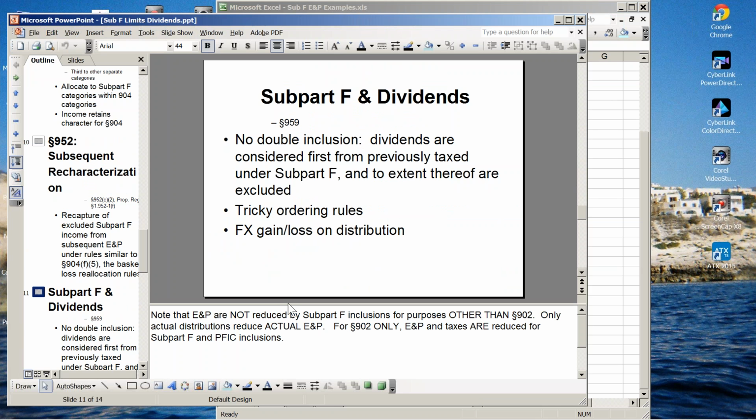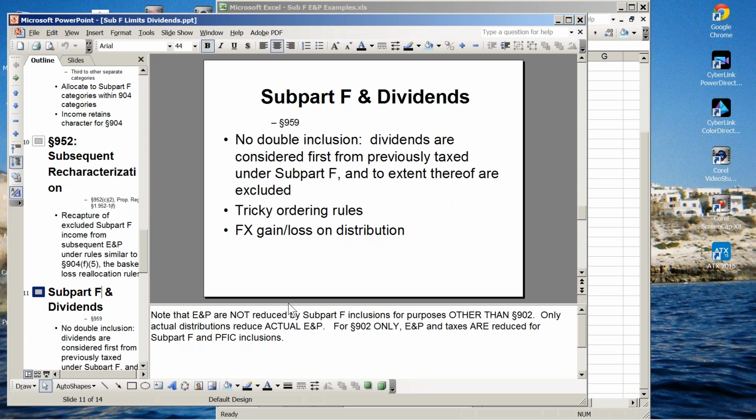Now, when we have a dividend from a subsidiary from whom we've had Subpart F income before, there's a coordination rule that says we don't get taxed twice. There's no double inclusion. Dividends are not included in anybody's income, whether an intervening company or the U.S. shareholder, when Subpart F income is distributed. Dividends are considered generally to be first from Subpart F inclusions and then from something else.